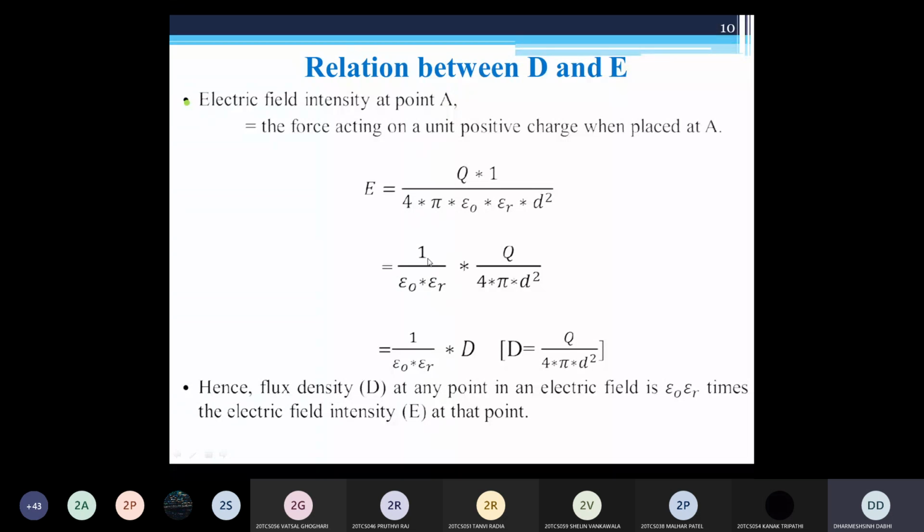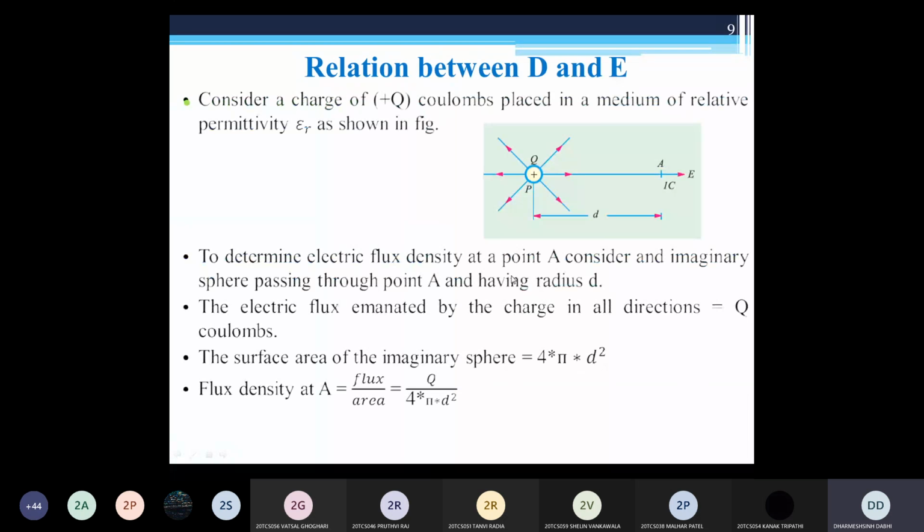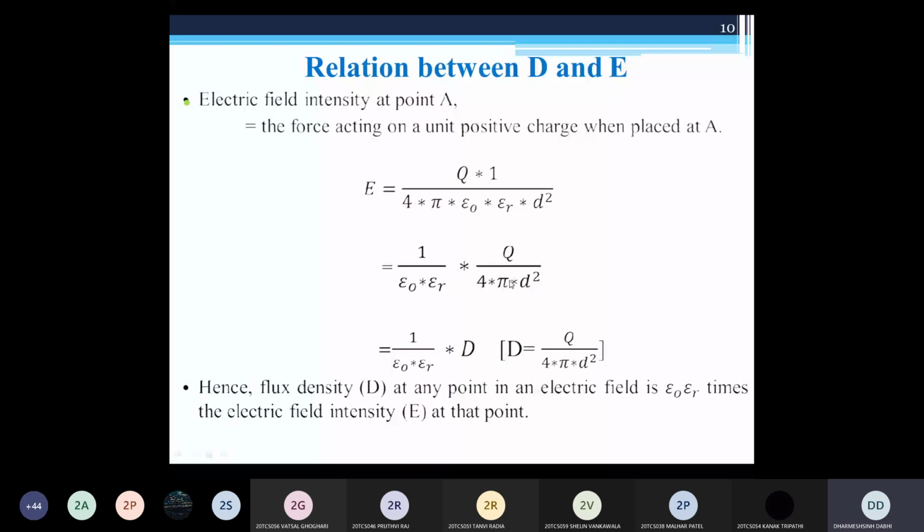So finally you will get the equation 1 upon epsilon 0 epsilon R from this equation, and Q divided by 4 pi D square. So what is Q divided by 4 pi D square? That we have derived in the previous slide. Q divided by 4 pi D square is what? That is nothing but flux density at the point A. So replace this Q divided by 4 pi D square by D. So E is equal to what? 1 upon epsilon 0 epsilon R into D. So this gives a relationship between the electric field strength E and electric flux density D.